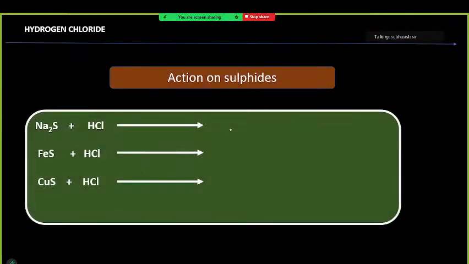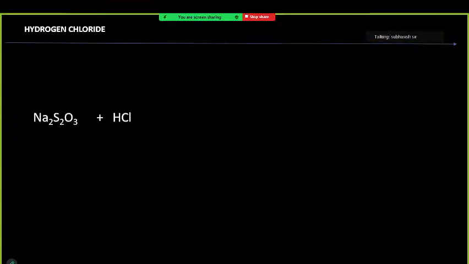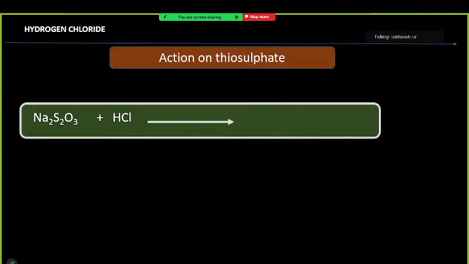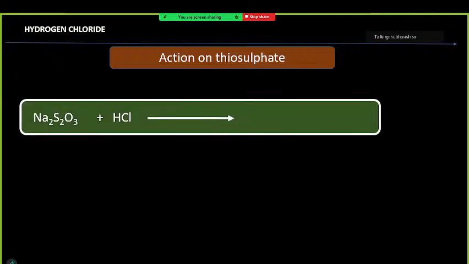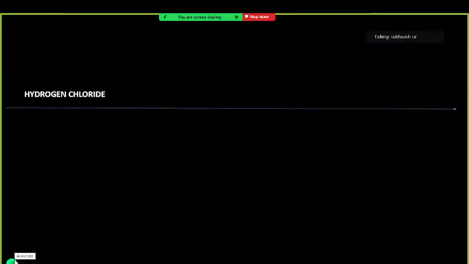When it is sulfides, then only salt plus H2S is produced. Sulfides produce H2S: ferrous sulfide gives ferrous chloride plus H2S, copper sulfide gives copper chloride plus H2S. Sodium thiosulfate produces sodium chloride plus sulfur plus water. Thiosulfates are converted into sulfur.